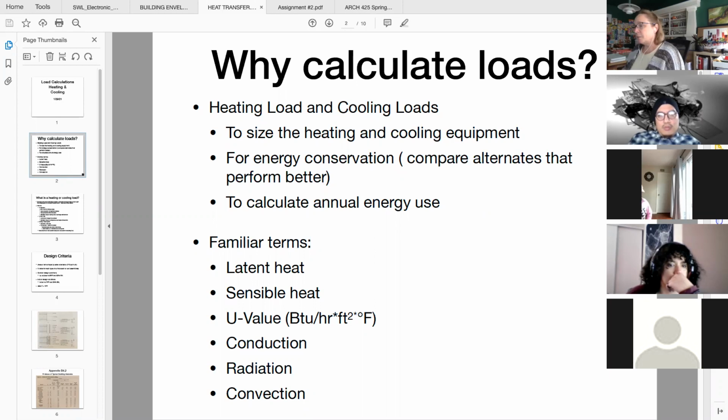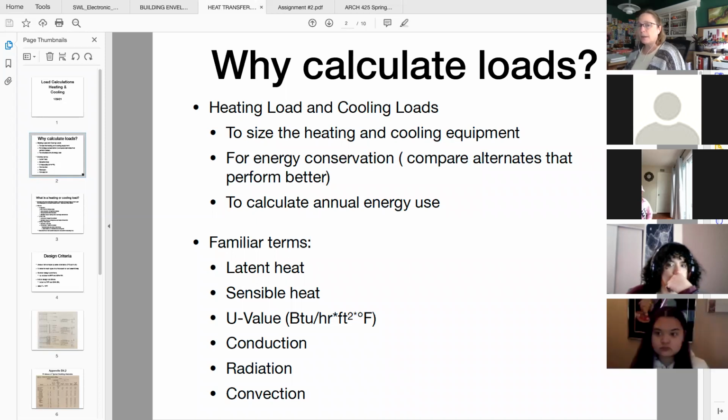So latent heat, sensible heat, U value. We started talking about the U value late last week, and then on Tuesday when we were looking at our assemblies and how heat is transferred from the exterior to the interior of our buildings. Conduction, that's heat moving its way through a solid material. Radiation, that is heat radiating off of a surface towards whichever direction is cooler. And then convection, which is heat transfer through the movement of air.